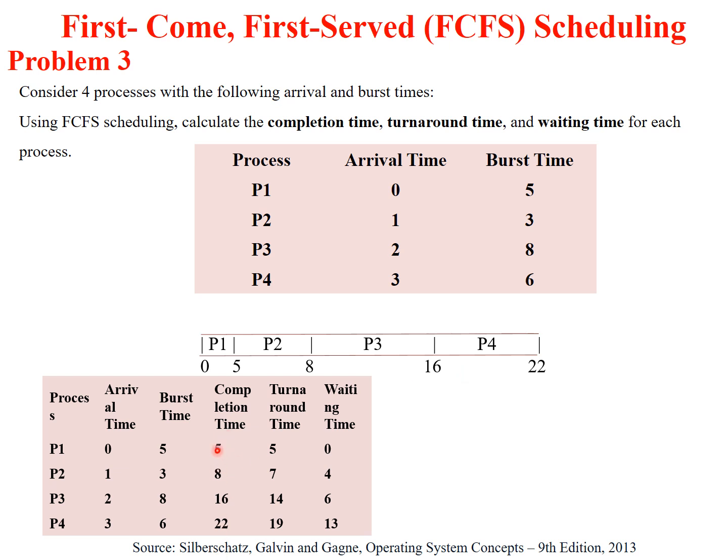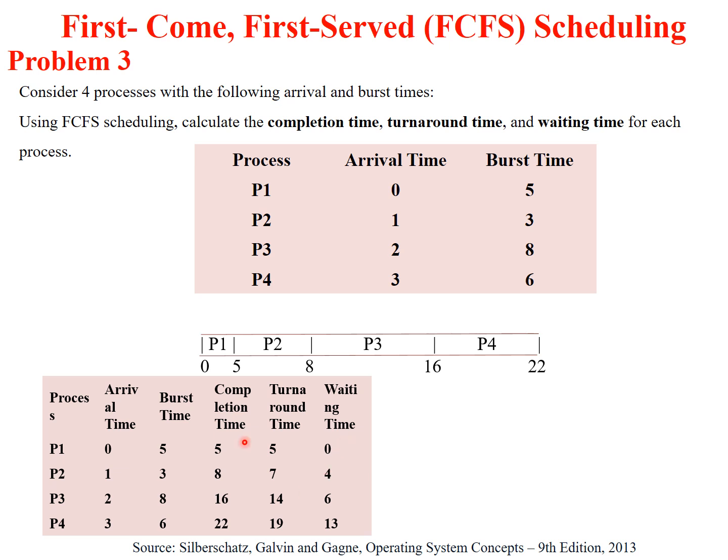Once the completion times are listed, it is so easy to compute the turnaround time. That is, the turnaround time is the time interval between the submission time and the completion time. So P1's turnaround time is the difference between the arrival time 0 and the completion time 5. So the turnaround time is 5. For P2, the arrival time is 1, completion time is 8. So the difference is 7. That is the turnaround time. For P3, the arrival time is 2, the completion time is 16. So the difference 14 is the turnaround time. For P4, the arrival time is 3, completion time is 22. The difference is 19 and that is the turnaround time.